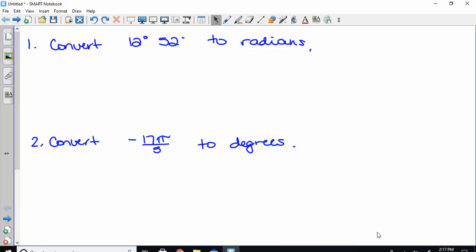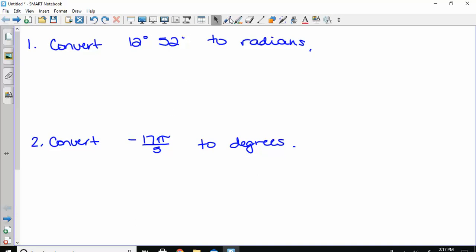The first thing we did in section 3.1 was start talking about radian measure and convert back and forth between the two. So that would be the first type of question that I would ask. Do you know how to convert between degrees and radians? And so what was the thing we multiplied by to convert? Pi over 180 or 180 over pi, depending on which way we were going.